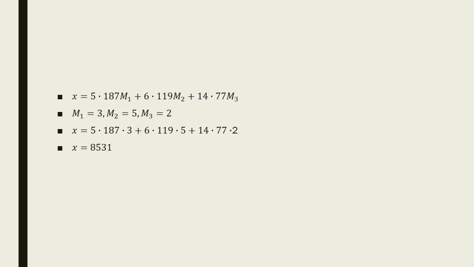But now we want to simplify this even further. So we're going to take this mod 1,309, and we want to find the remainder. So what this says is 8,531 is equivalent to another number, mod 1,309. So that number is 677. And that is our final answer.